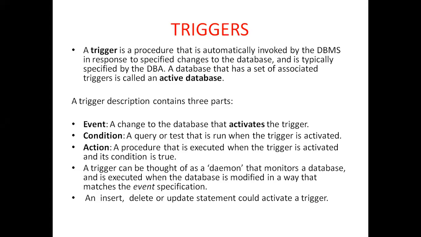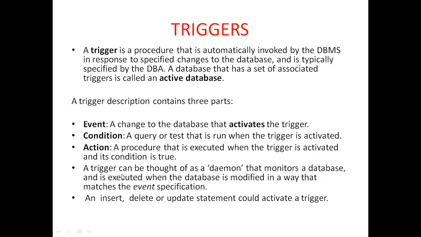Condition. The next part is condition. It is a query or test run when the trigger is going to be invoked. Means when we are writing a trigger, we'll write some set of codes. Those codes are going to be called a condition. Action. What is an action? It is a procedure that is going to be executed when the trigger is activated. Means after the trigger is executed, the action we are going to take, that is an action.